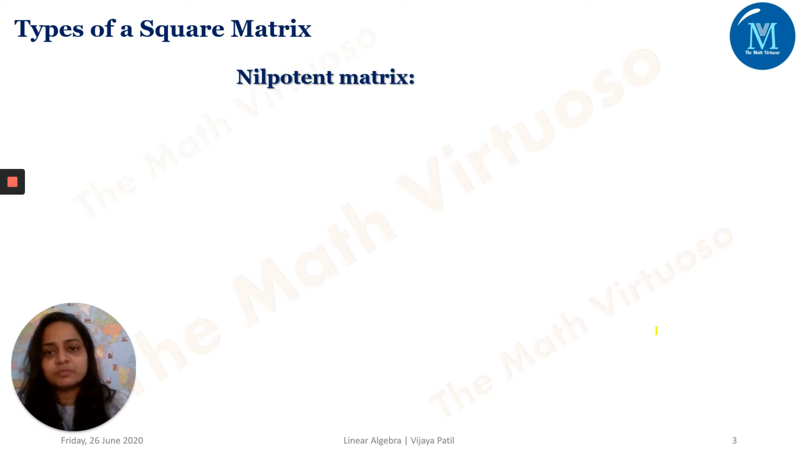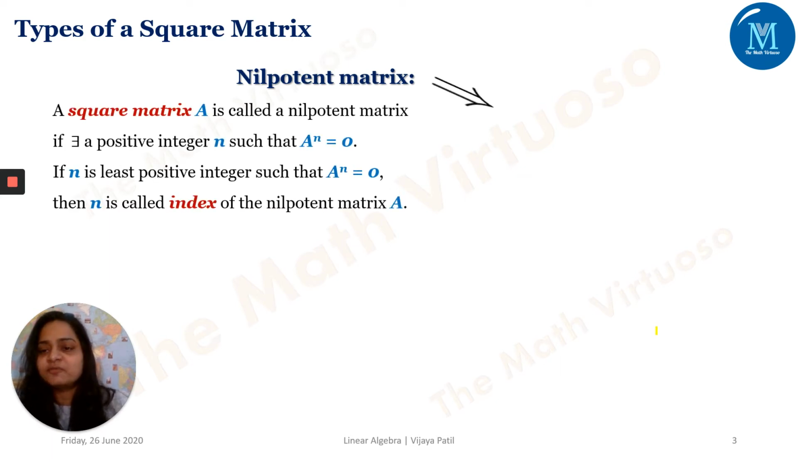First is the nilpotent matrix. What is the definition? A square matrix capital A is called a nilpotent matrix if there exists a positive integer small n such that A to the power n is equal to 0. Now if n is the least positive integer such that A to the power n is 0, then n is called the index of the matrix.